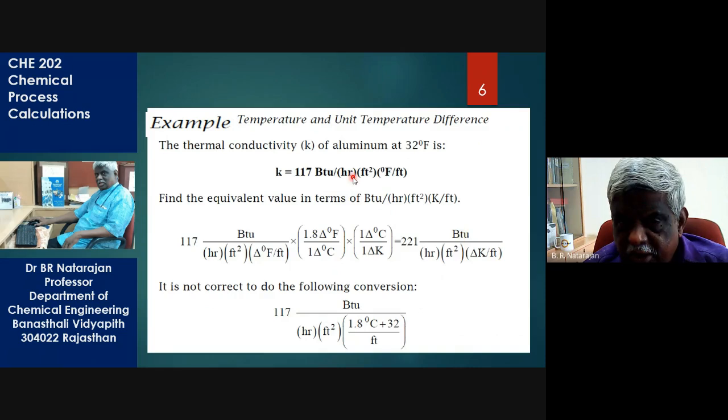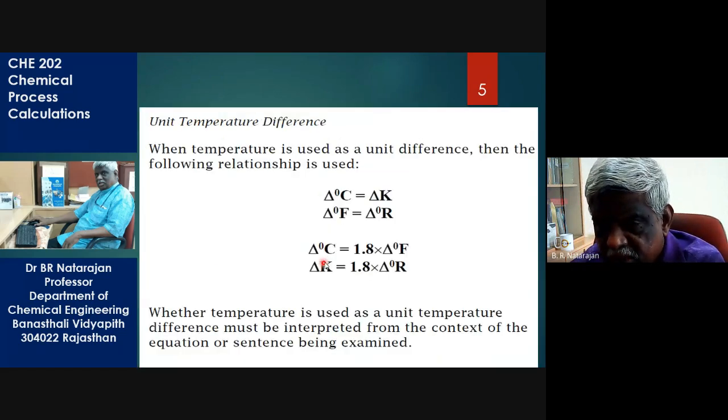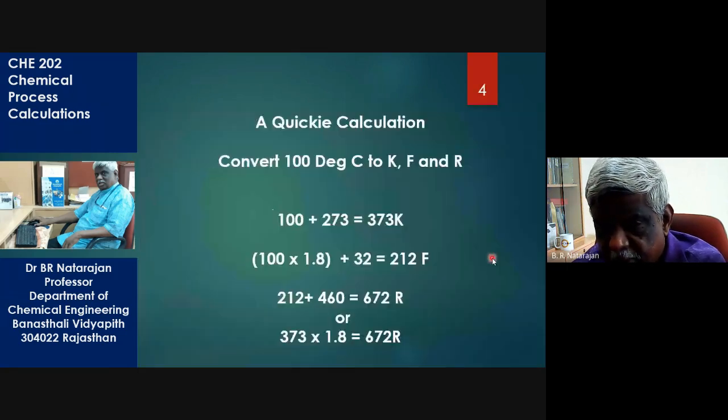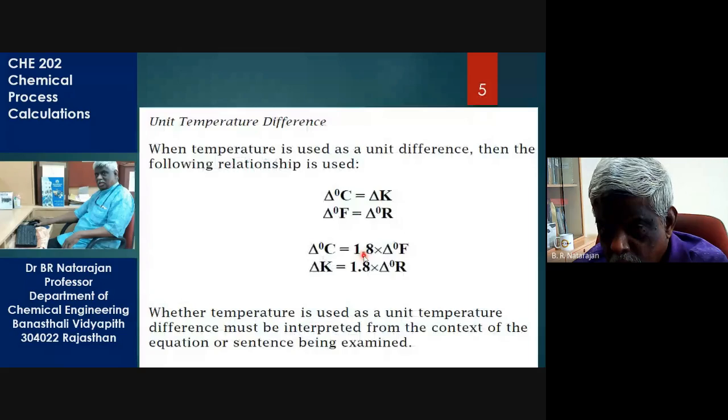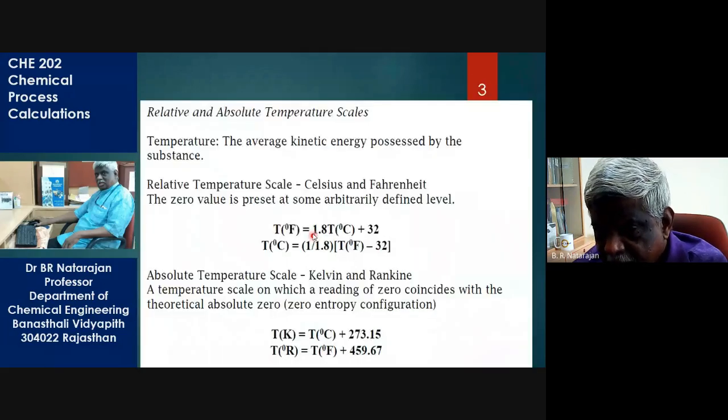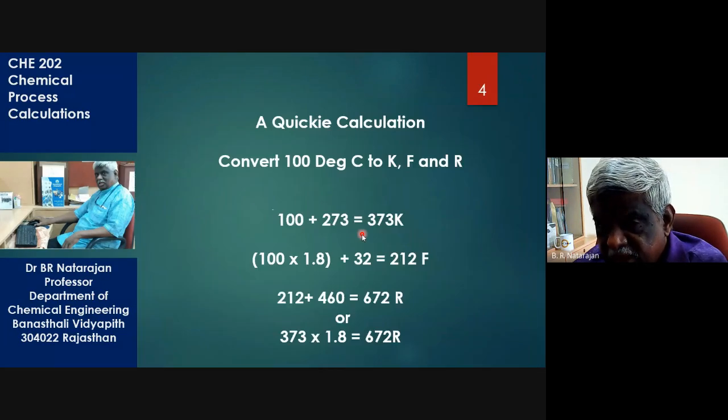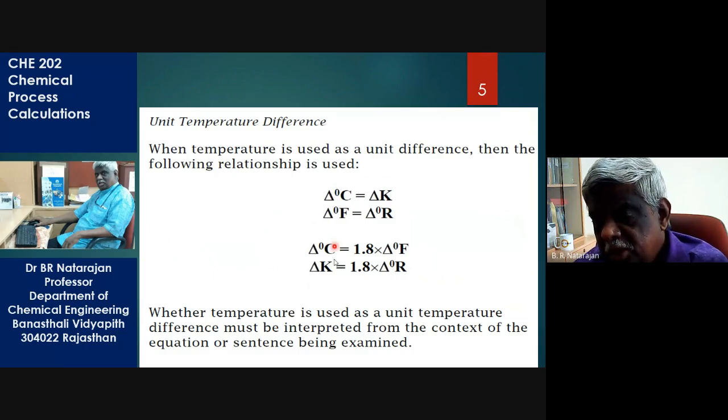So 117 BTU per hour feet square, and change in temperature, delta F per feet, is 1.8 times. We are using this relation. Remember, this is different from this. It's different from this. This represents the absolute Fahrenheit centigrade. This represents the unit change. The unit change in centigrade is 1.8 times unit change in Fahrenheit.